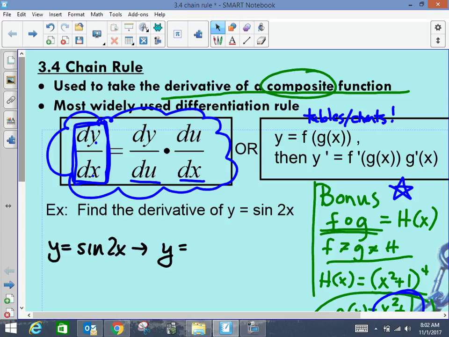Yes, this is multiplication because look what happens. dy du is the derivative of y in terms of u. And du dx is the derivative of u in terms of x. And when we do the math, we end up with dy dx, which is what we wanted in the first place. We're just dividing it down.